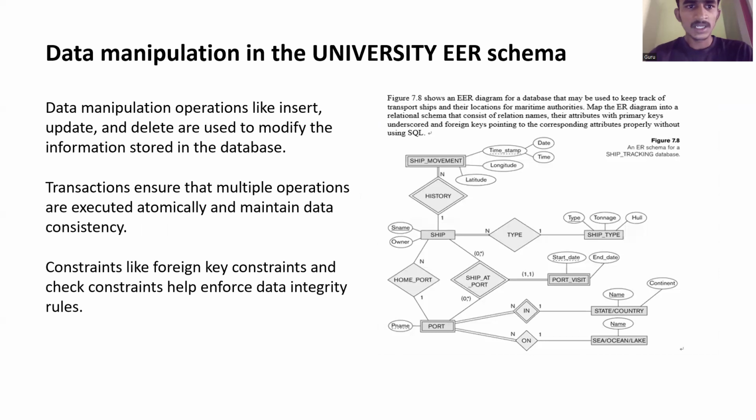Data manipulation in the university ER schema. Data manipulation operations like insert, update, and delete are used to modify the information stored in the database. Transactions ensure that multiple operations are executed atomically and maintain data consistency. Constraints like foreign key constraints and check constraints enforce data integrity rules.